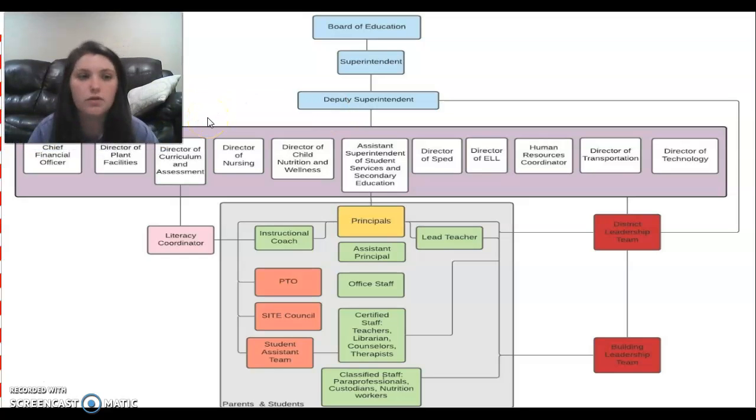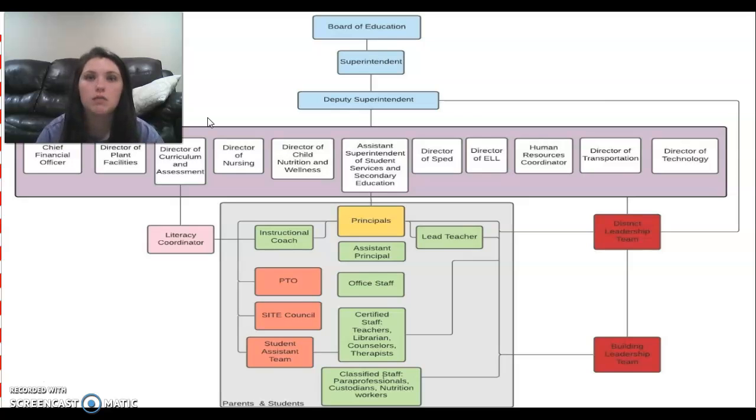Okay, so here is the flow chart. At the very top is our Board of Education. That is our board with individuals from our community. They meet once a month and they discuss policies within our school, and they approve or deny things that have been brought to the table that they need to discuss. They are in charge of all the policies that take place within our school.